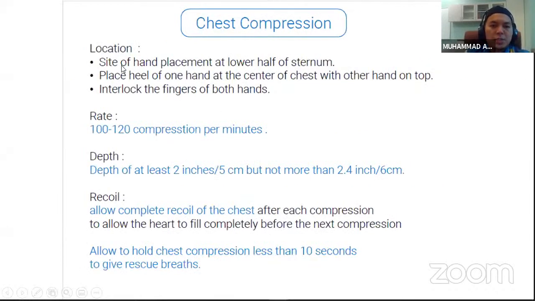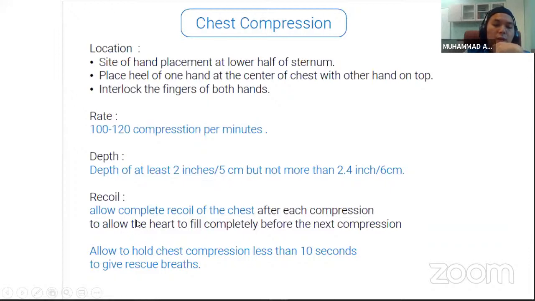Again, for chest compression, the hand placement is at the lower half of the sternum. Put the heel of one hand, the bony part at the base of your palm, at the center of the chest, in the middle of the chest. Put the other hand on top, with fingers interlocked. Then you must keep your arms straight and lock your elbows. Then you start chest compression at 100 to 120 per minute, depth about 2 inches or 5 centimeters.